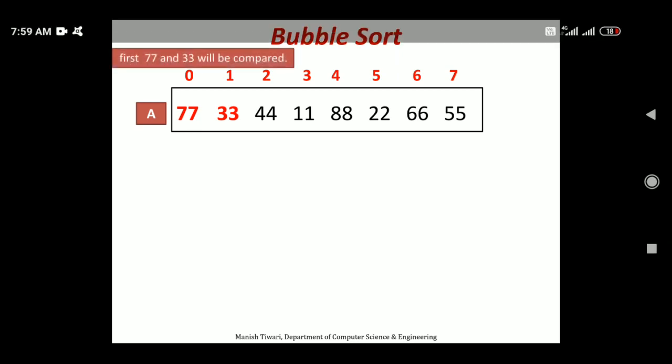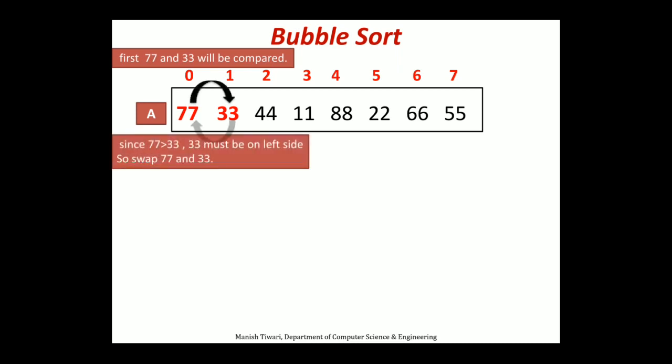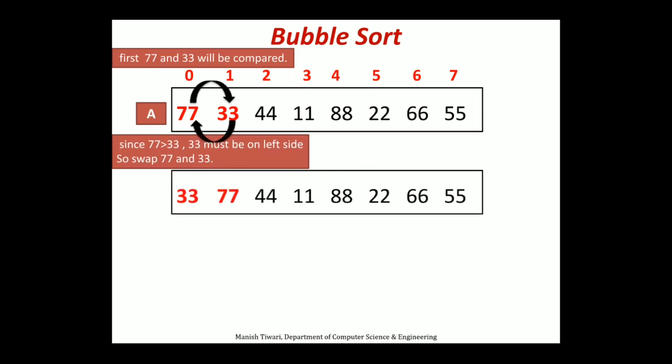Like you see here, first we will compare the very first two elements of this array A, that is A0 and A1, the elements at the first and second positions. So 77 and 33 will be compared. Now you see that 77 is greater than 33. That means 33 should be on the left-hand side. So what will we do? We will just swap them. Now 33 will be in place of 77 and 77 will be in place of 33. So this is the correct order of these two elements.